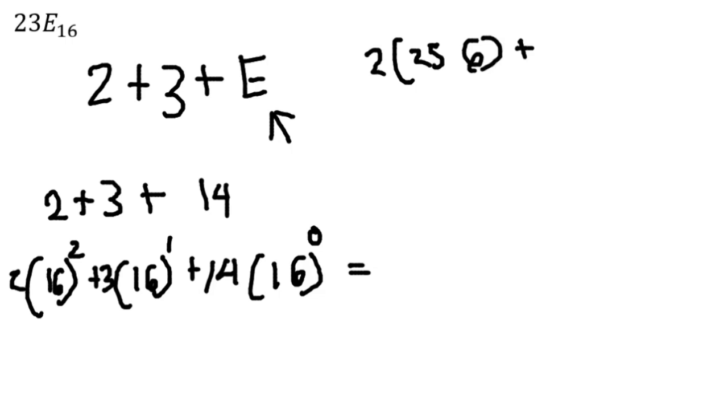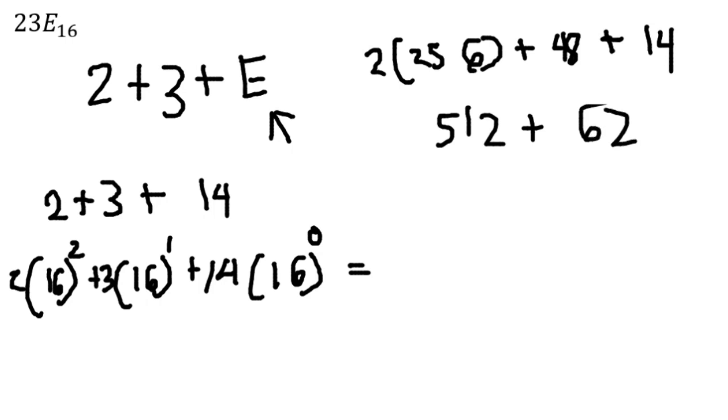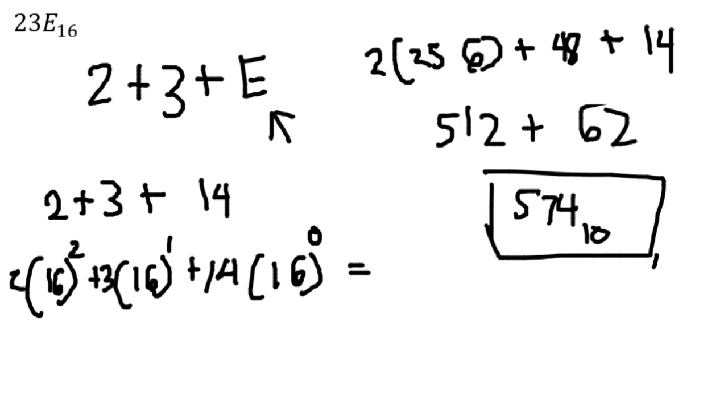There you have it, and now we have 16 multiplied by 3, which is 48. And then 16 raised to the 0th power is just going to be 1, so we got 14. Now we can just multiply 256 by 2. What we will get is 512. 48 plus 14, what is that going to be? 48 plus 10 is 58, plus 4, that's going to be 62. So taking the sum of this, the answer is going to be 574. So that is the decimal form of this hexadecimal.